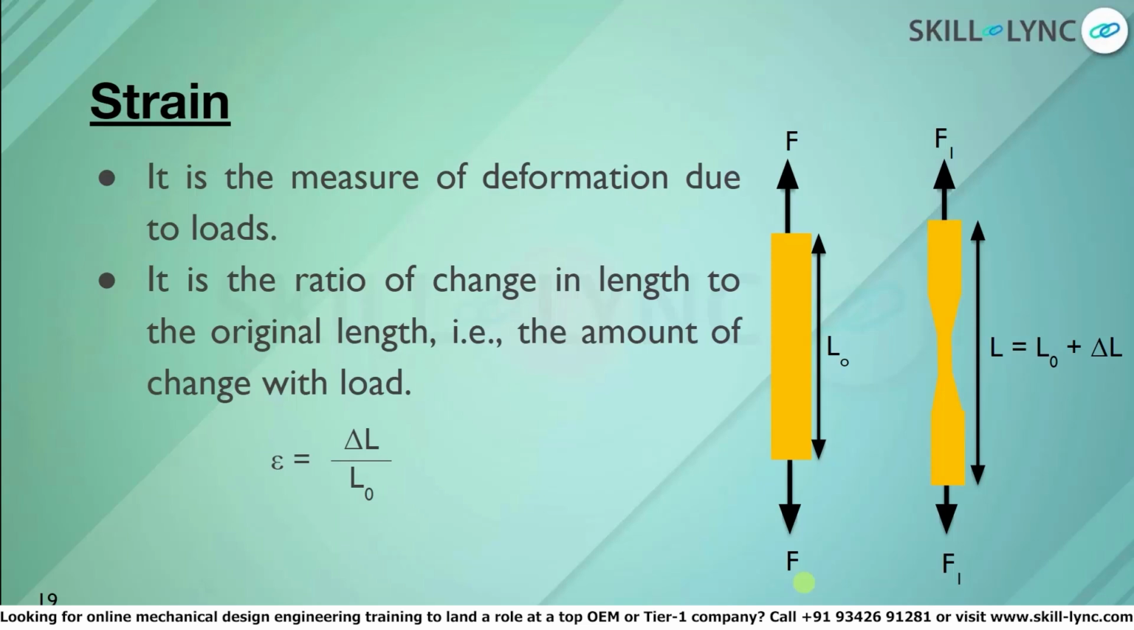Thus, strain can be defined as the ratio of change in length to the original length. That is, it is a measure of the amount of change in length with load. Strain can thus be defined as epsilon, which is equal to delta L, that is the change in length, divided by L0, which is the original length. Since both delta L and L have the same units, strain is a dimensionless quantity.